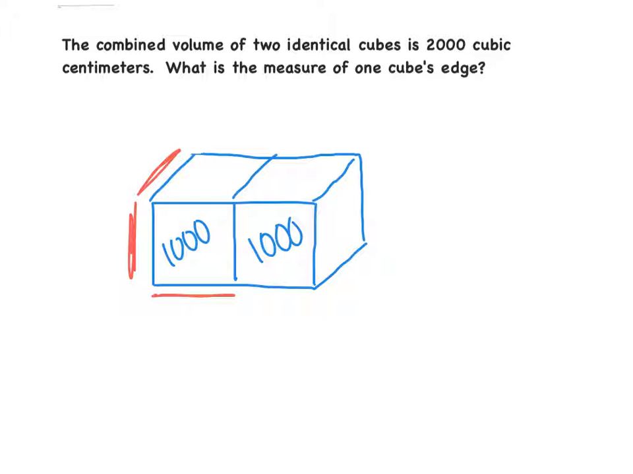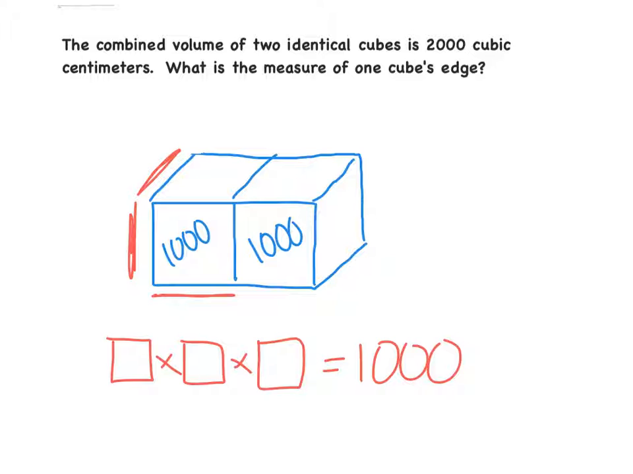So I need something times something times something to equal 1,000. And that something has to be the same. So maybe we can call it S for side. So what is a number times itself three times that's 1,000? Well, the only number that works for that is 10. So each edge must be 10 centimeters long. And that's the end of today's lesson.